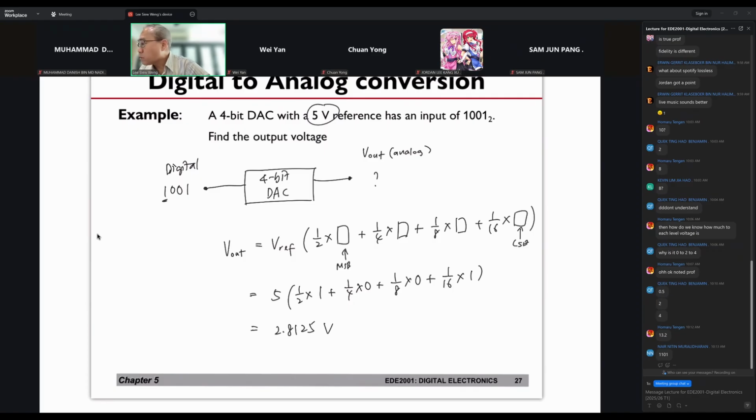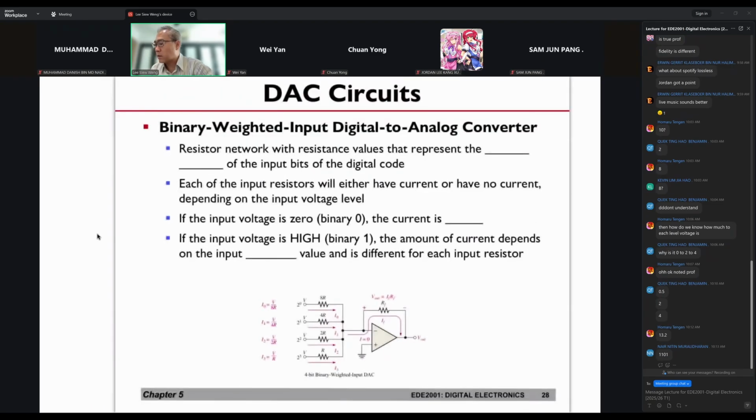Now, once we come to this, we are going to look at circuits. Altogether, I think there are only 2 circuits, one more complicated and one less complicated. So there are only 2 circuits that we need to look at. One of them is what we call a binary weighted input digital analog converter.